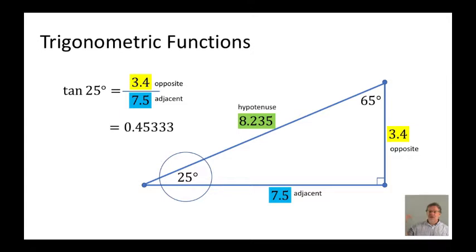So when we divide those two things out, we get a ratio of 0.45333. We're still going to make noise, aren't we, Kitty? Okay, whatever. So we get a ratio of 0.45333. That's the ratio that we get from those sides. It's also the ratio that we would get from the angle measure if we were to put 25 degrees into the calculator and find the tangent of that angle.